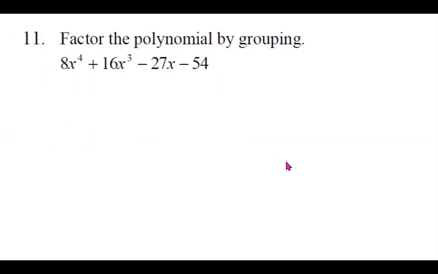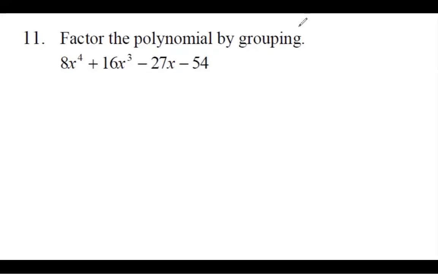Number 11. Do you guys want to try this one on your own? So we're going to go ahead and factor the polynomial by grouping. This time we have a different example. We have 8x to the power 4 plus 16x to the power 3 minus 27x minus 54. Make sure that everything's written in beautiful standard form.